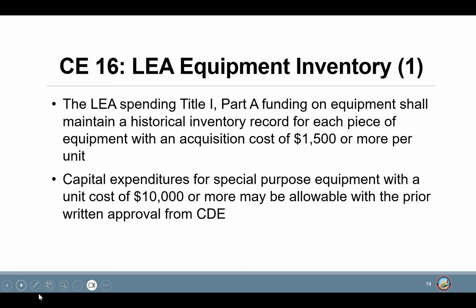The question we have been getting is, if we have had items purchased in the past with a unit value of $500, do we still need to include those in our equipment inventory? When we review, we will be looking for historical inventories that have items with a unit value of $1,500 or more. And then we have capital expenditures, which are now items with a unit value of $10,000 or more. And those can be allowable with prior written approval from the CDE. So you must still follow the application approval process in order to make any capital expenditures with Title I.